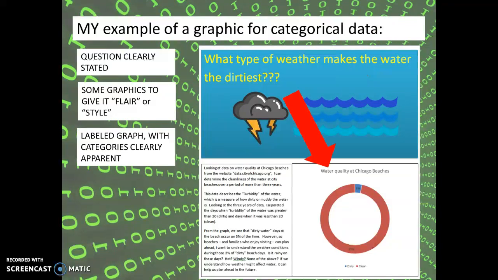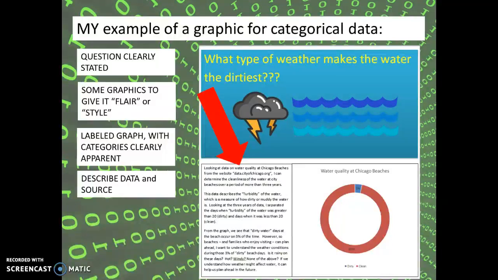Here's sort of the main event for the week 2 graphics: is there a graph? Is that graph labeled clearly? Can you tell what the categories are? What am I measuring here? Dirty water versus clean water. If you can see those sort of things, that should stand out in your graph. That should be something that your attention is drawn to clearly.